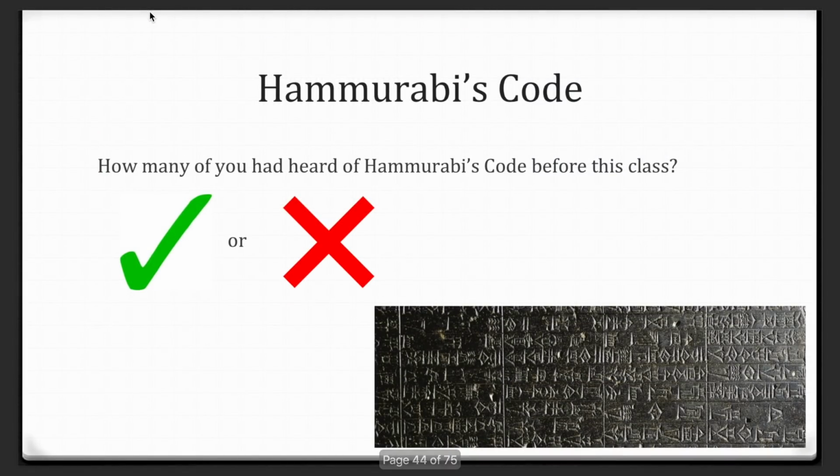So obviously, hopefully you know by now we're talking about Hammurabi's code today. And I'm just curious, have you heard of it? Had you not heard of it before? Either way, hopefully you're going to learn some new things today. I think you will.